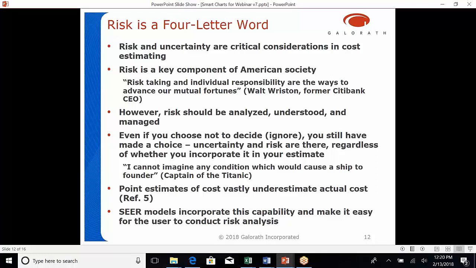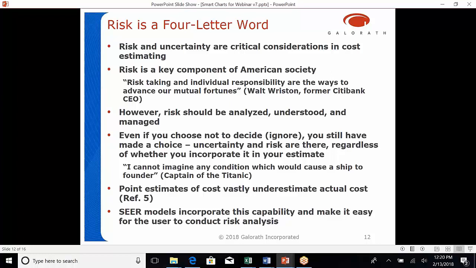However, still we should analyze, understand, and manage risk. Even if we choose not to decide, that is ignore risk, we have still made a choice. The uncertainty and risk are there, regardless of whether or not you incorporate it in your estimate. To do otherwise, to avoid risk, is to invite disaster. The captain of the Titanic was on record as saying, "I cannot imagine any condition which would cause a ship to founder." This was before the fateful voyage that resulted in disaster that we all know about.